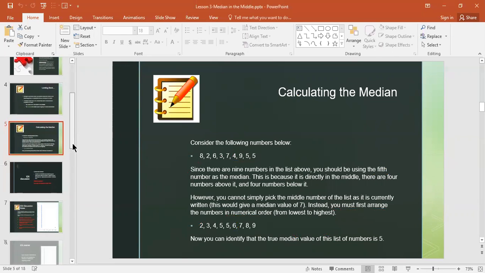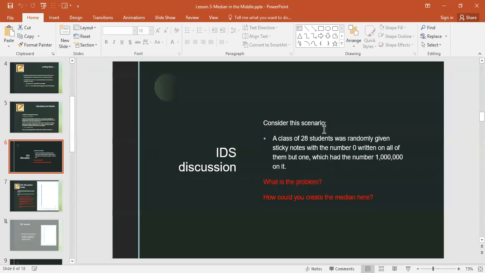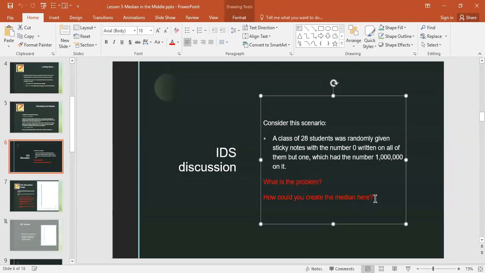Okay, so let's take a look at, this is a discussion. So this is the first thing that I've changed on your IDS journal. These two questions are questions that are in your journal currently, but I want you to delete them. What is the problem? How could you create the median here? So if you go to your Unit 2, Section 1 journal, Lesson 3, these should be the first two questions. I don't want you answering them in your journal. You don't have to, so you can delete these questions out of your journal, okay? But we're going to talk about them.